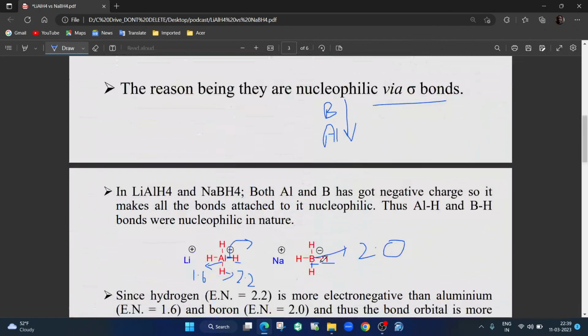But with boron, see the difference is hardly anything. Boron is 2.0, hydrogen is 2.2. But because boron has negative charge, this bond has become nucleophilic, and hydrogen having a little more electron than boron, very little, because it's 2.2 and 2.0, hardly any difference is there. But that little bit of difference is what makes it nucleophilic, and that's why they give the hydrogen bond.